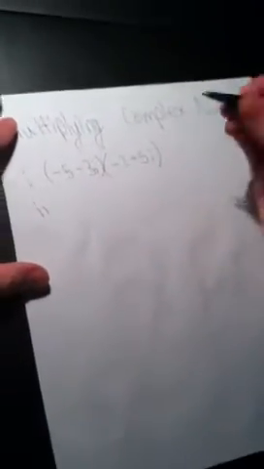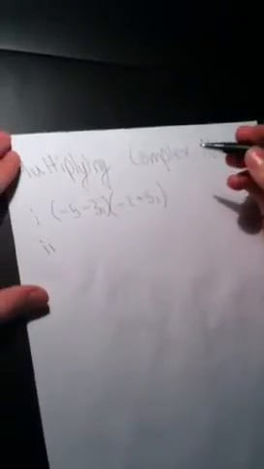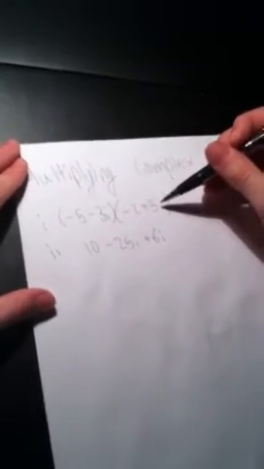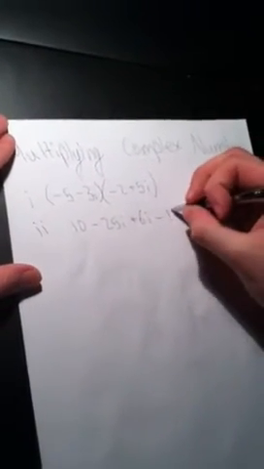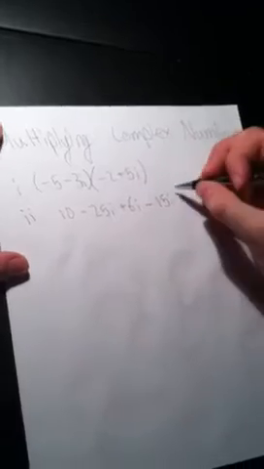Okay, so our first step is going to be to multiply both of these terms right here. So we're going to do that using the FOIL method. So negative 5 times negative 2 is positive 10. Negative 5 times positive 5i is negative 25i. Negative 3i times negative 2 is positive 6i. And negative 3i times positive 5i is negative 15i squared.